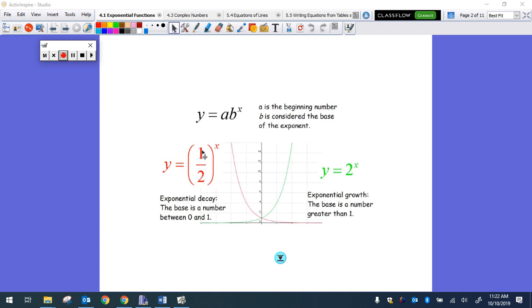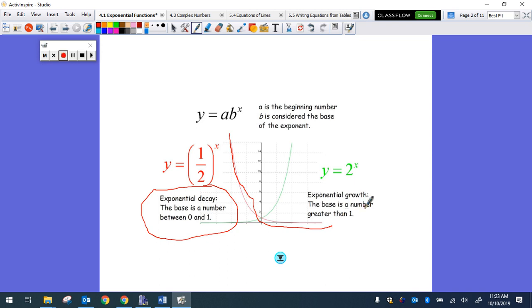So this lesson is on exponential functions. The first thing that you need to know is that it is exponential decay if the base is between 0 and 1. So this is 1/2. 1/2 is in between 0 and 1. So this is decay. And decay means it goes down.